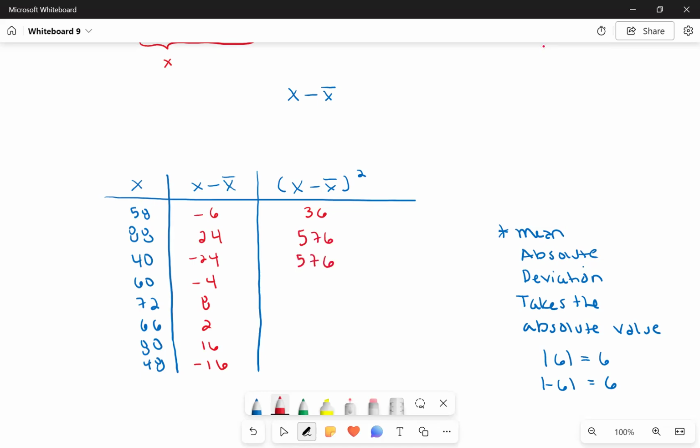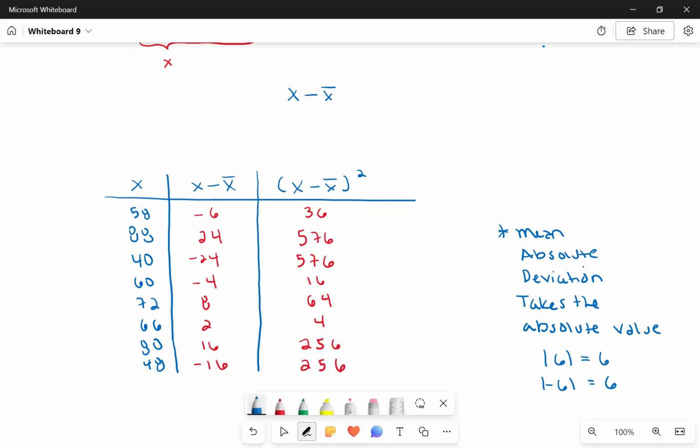It's also a positive. -4 times -4, that's 16. 8 times 8, or 8 squared, is 64. 2 squared is 4. 16 squared is 256. And same with -16 times -16, it's also 256. Okay, so here's what we're going to do.